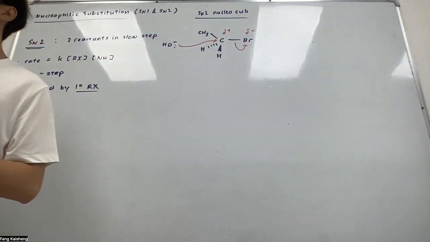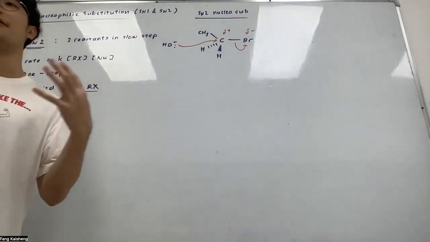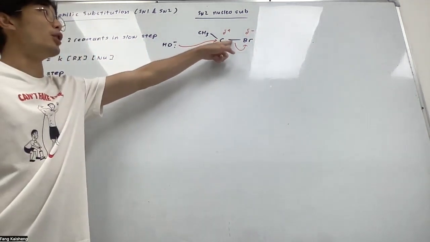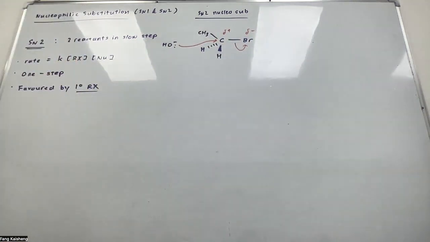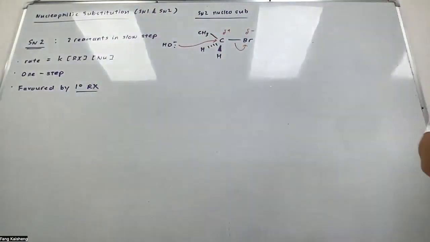Remember the specifics of your arrows. I always emphasize, draw bigger so that you have no room for ambiguity. You can see that this bond of electrons starts from here and goes towards Br. Two arrows only, so it's just attack and break. The bond forming and bond breaking happen simultaneously. So that's your first step.